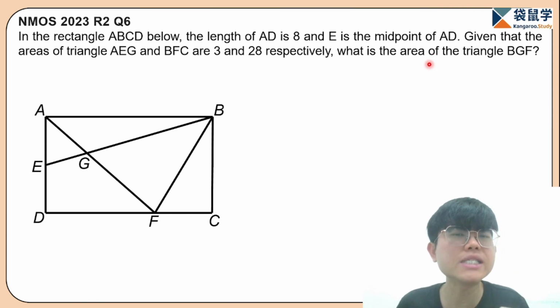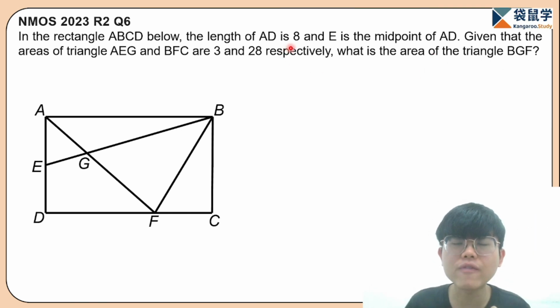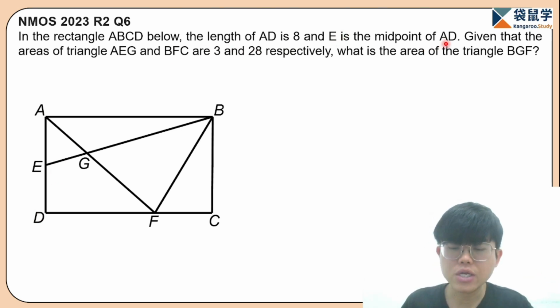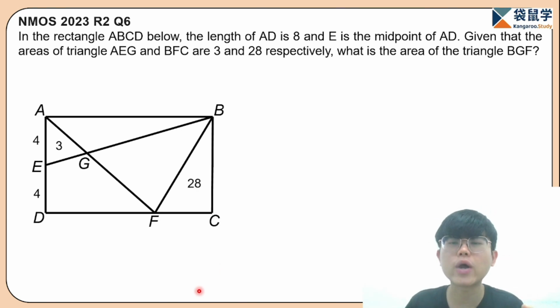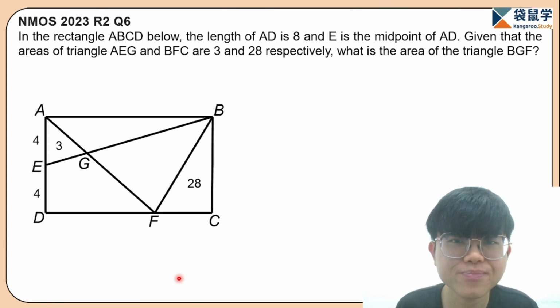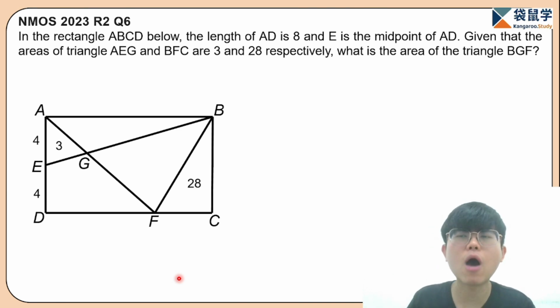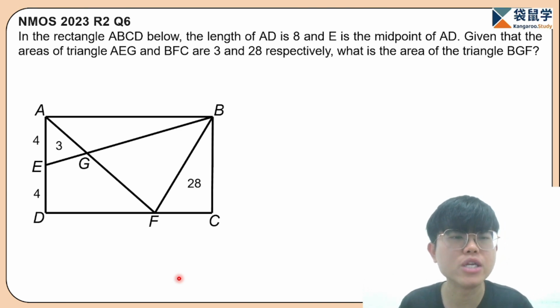Alright everyone, the first thing in our question: it is given that the length of AD is 8, and E is the midpoint of AD. So we know that AE and ED are both 4. Next, triangle AEG has an area of 3, which is this part, and triangle BCF has an area of 28. We want to find triangle BGF. So how do we solve this question? It seems that we cannot directly calculate the area of triangle BGF.